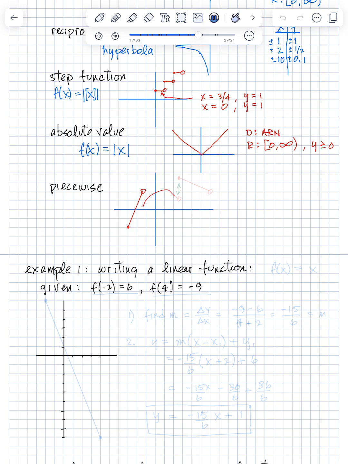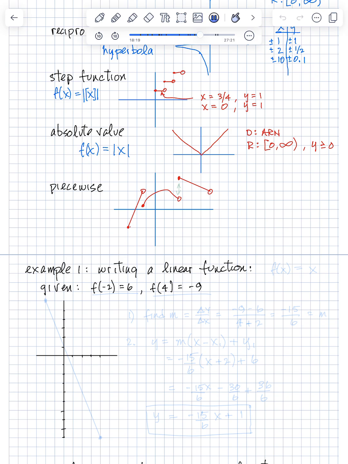So let's say it starts here again and does something like that. This would be a dot, and this would be another circle, and then we'd have a dot here, and it could be straight like that. Anyway, these can look pretty weird, but they're functions because remember the definition of a function.